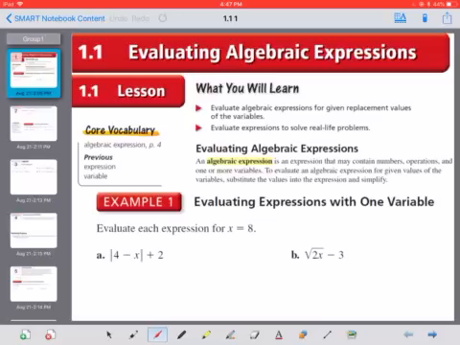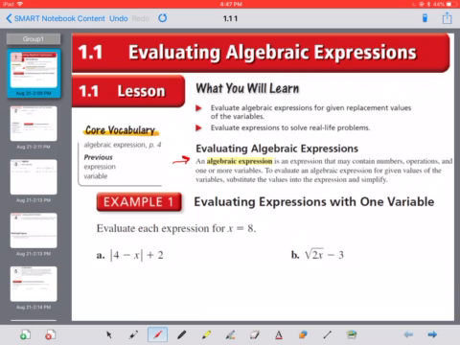Okay, this is Chapter 1, Section 1, Evaluating Algebraic Expressions. What you need to know first is what an algebraic expression is, and that's highlighted for us right here. An algebraic expression is an expression that may contain numbers, operations, and one or more variables.